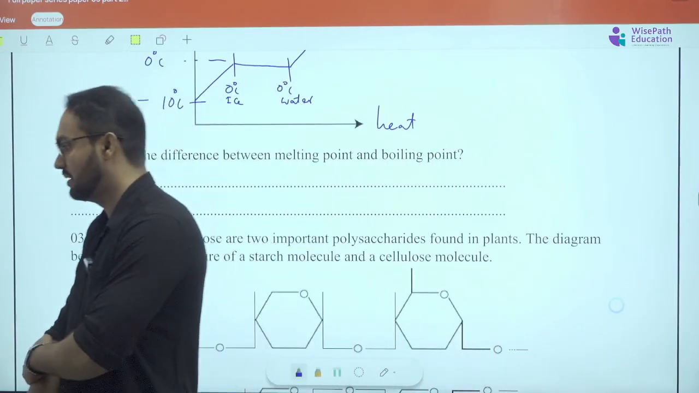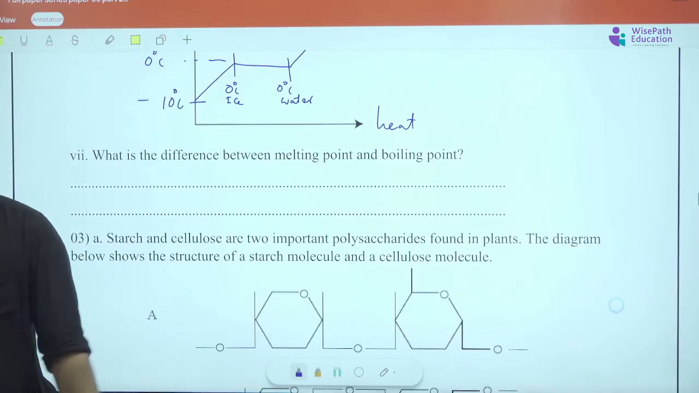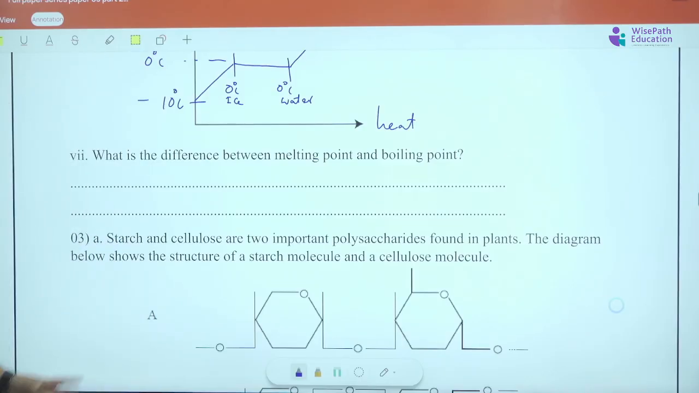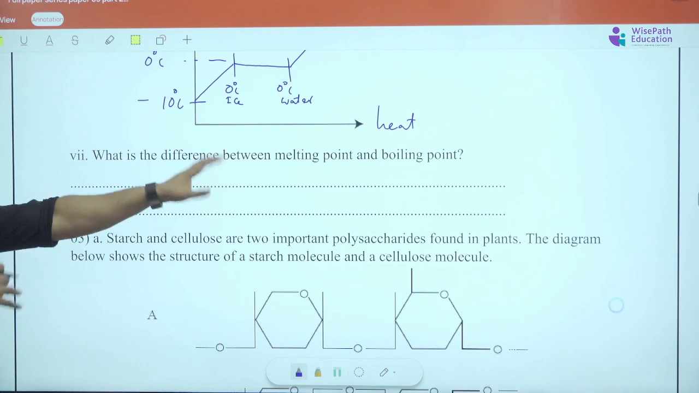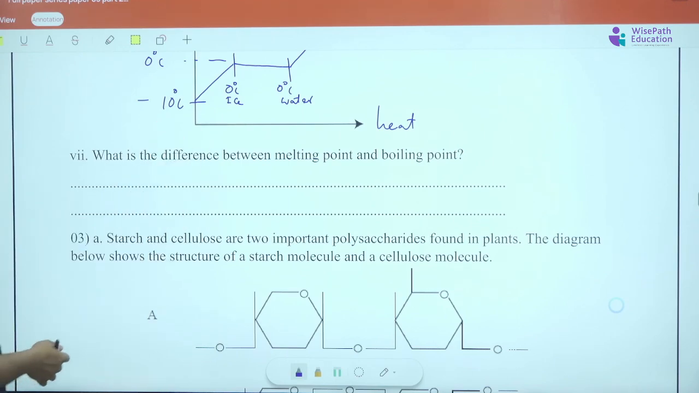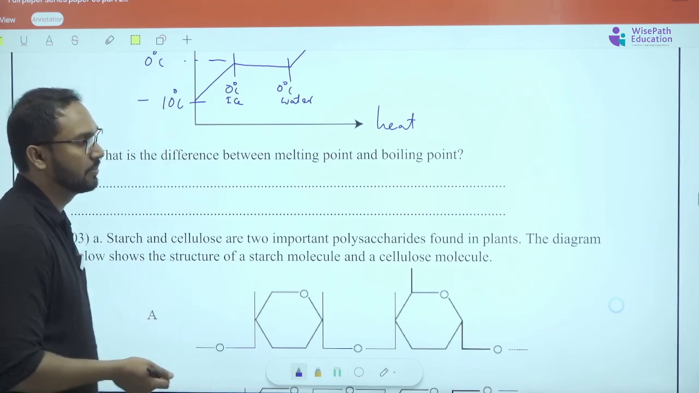What is the difference between the melting point and the boiling point? Now we have 2 more questions to go. Shall I keep answering and go? So the difference between the melting point and the boiling point is like the definition.